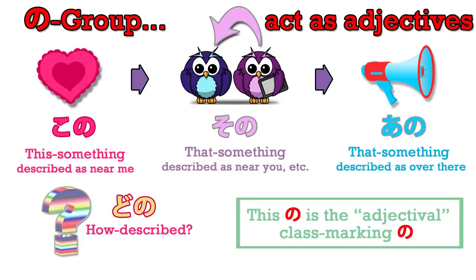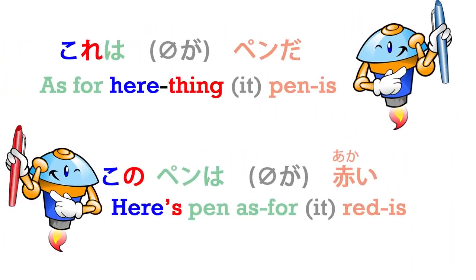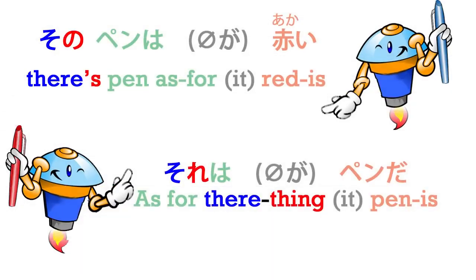So if we take a very basic textbook phrase like kore wa pen da, we're saying this being is a pen. But if we say kono pen wa akai, this pen is red. Ko no pen. The here pen, the pen that belongs to the class of things that are here. Sore wa pen da, that thing, or the thing you're holding, is a pen. Sono pen wa akai, that pen, the pen that belongs to the class of things over there, is red.